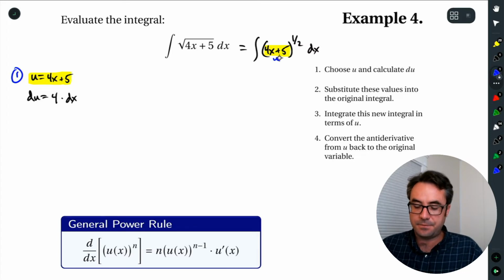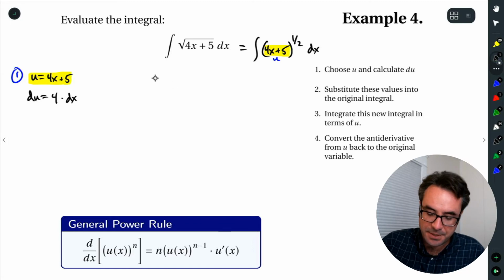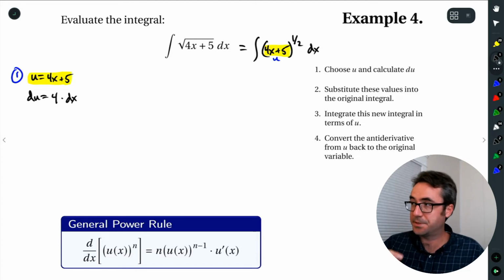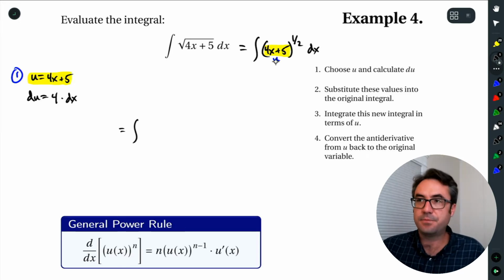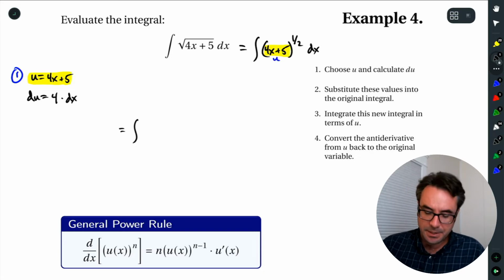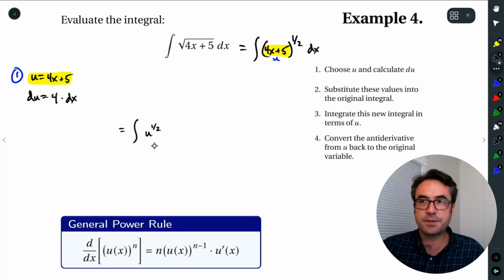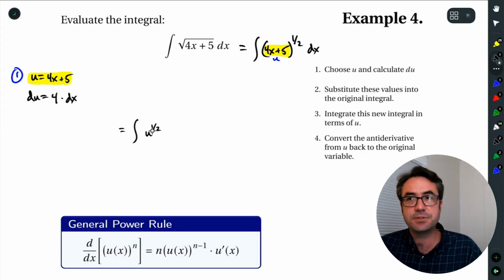Now, what do we have? What's left over? Let's start filling the pieces in. We want to substitute everything in. Let's leave a little space right here. So let's start substituting things in. So this 4x plus 5 is going to become u, and then that'll be raised to the 1/2. All right, so far that's not too bad.